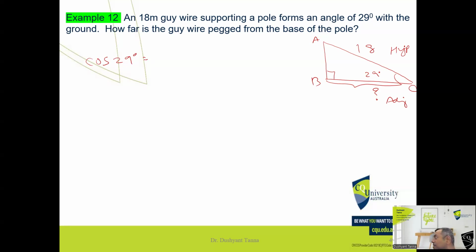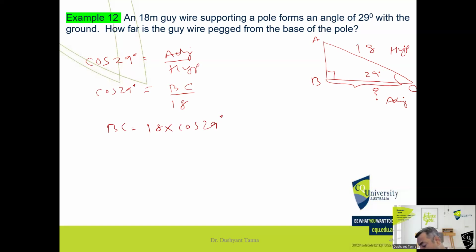Cos 29, but still the answer is not right. 20.58 doesn't seem right. Cos 29 is, SOHCAHTOA, adjacent over hypotenuse. Adjacent we don't know, that is BC. Hypotenuse is 18. Leave it as it is for now. Therefore, BC is 18 times cos 29. Let me do it on the calculator.